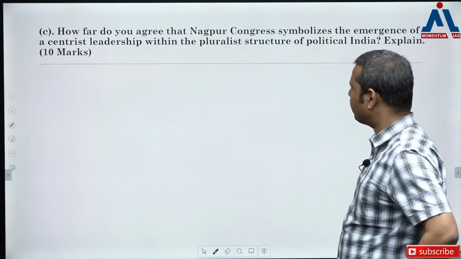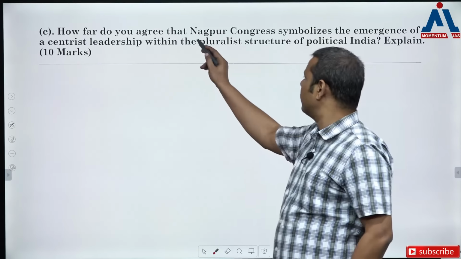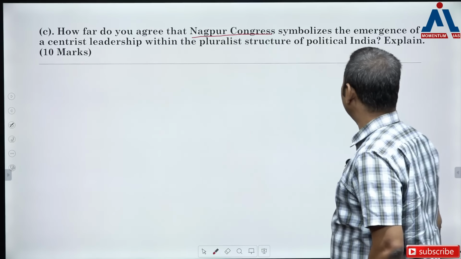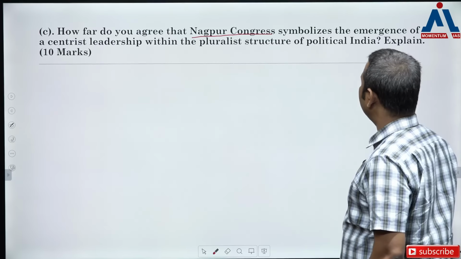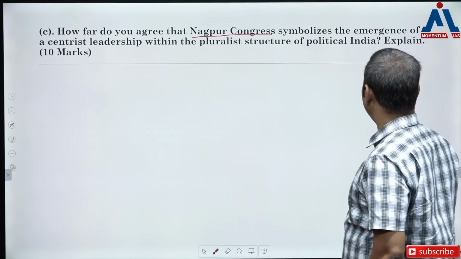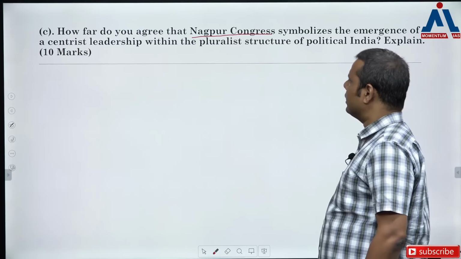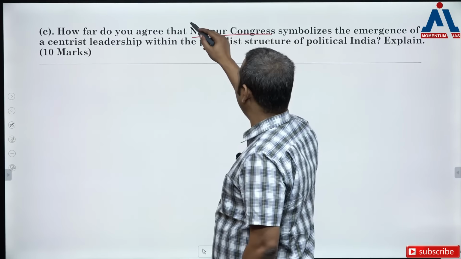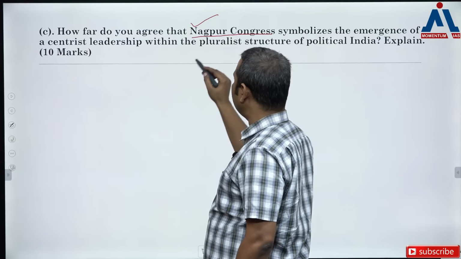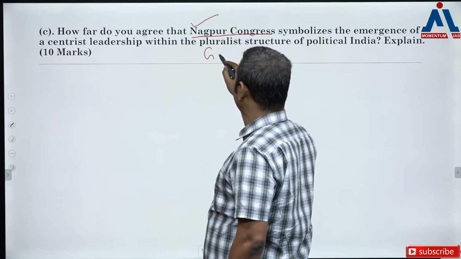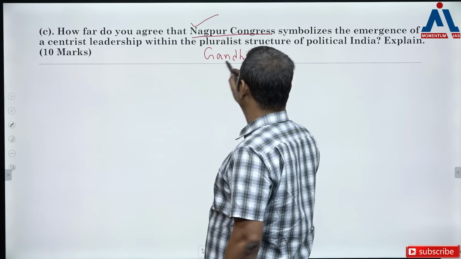Next question. How far do you agree that Nagpur Congress symbolizes the emergence of a centrist leadership within the pluralistic structure of political India? Explain, 10 marks. Now this question, though asking about the Nagpur Congress, is precisely asking you about the emergence of Gandhi as the leader of the Indian freedom movement.